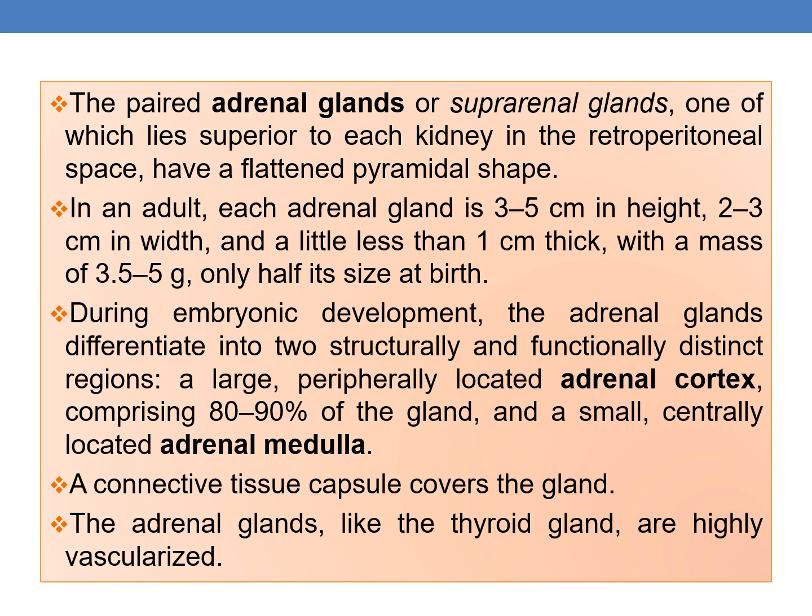During embryonic development, the adrenal glands differentiate into two structurally and functionally distinct regions called the adrenal cortex and adrenal medulla. A large, peripherally located adrenal cortex comprises 80 to 90% of the gland, and a small, centrally located region is the adrenal medulla. Cortex is the peripheral part and medulla is the central part. A connective tissue capsule covers the gland. The adrenal glands, like the thyroid gland, are highly vascularized.